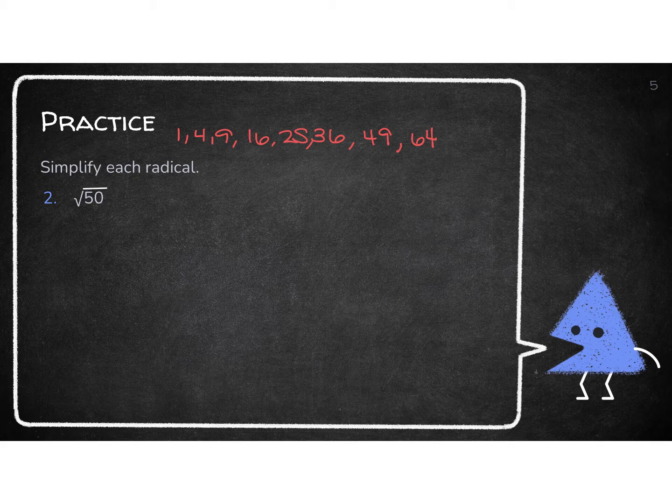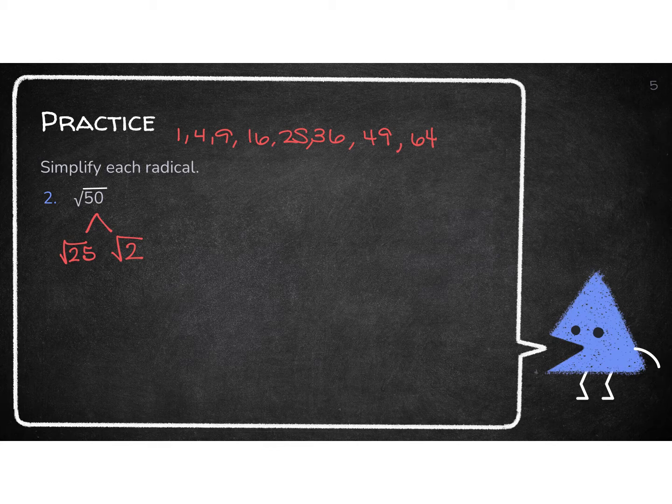So I'm going to try 25. 50 divided by 25 gives me the answer of 2. So this can be broken into 2 factors, and factor just means we're multiplying them, where one of them is a perfect square, and we just found that perfect square to be 25. And the other one is what you would multiply by. So 25 times 2 would give me back the 50.